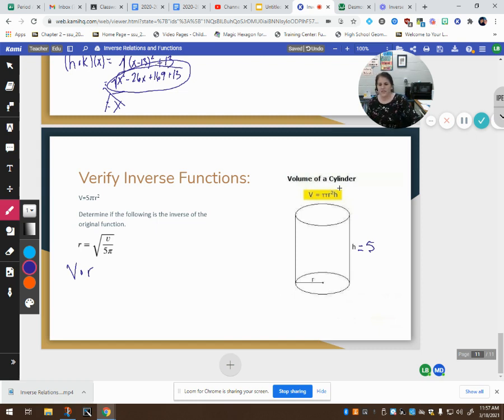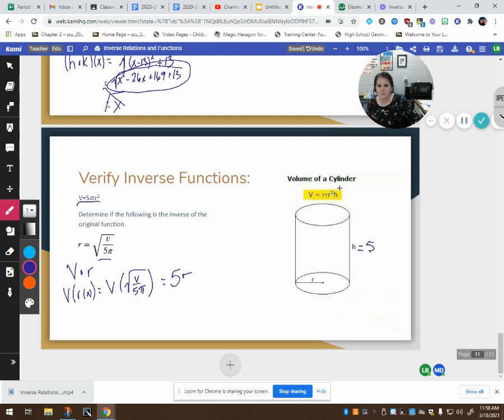So we're looking to see if it is an inverse function. If so, then this should give me an identity. So let's plug it in. We know that v is equal to 5 pi r squared and r is equal to this. So v of r of x, I guess we could say, is equal to v of the square root of v divided by 5 pi. Okay, so then I've plugged this in place of my r here.